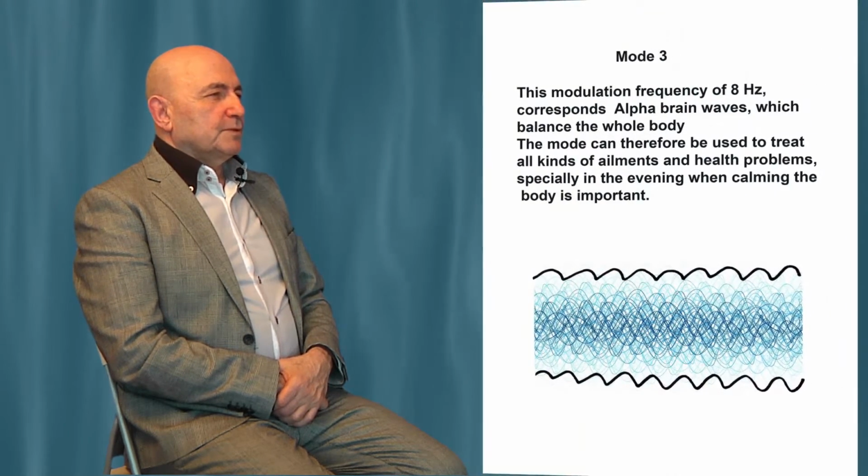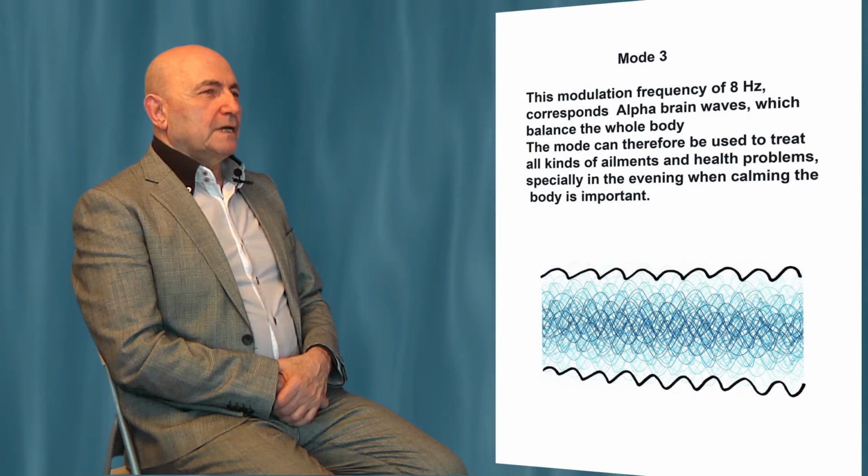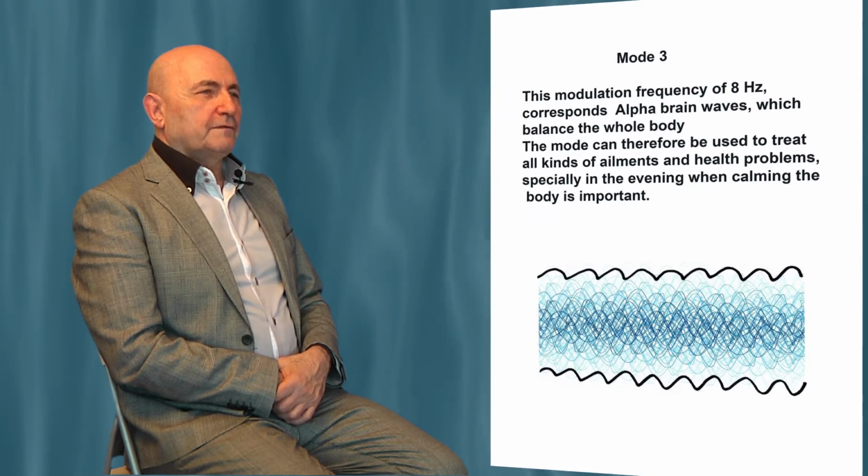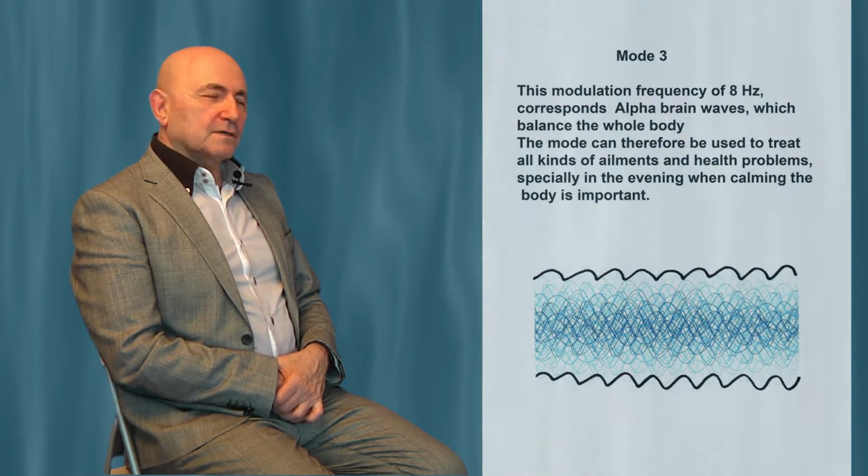Mode 3 can also be used frequently as its frequency is 8 GHz, which corresponds to the alpha brain waves, which balance the whole body, increasing its general healing power. This mode can be used for all kinds of health problems, especially at evening time when balancing and calming the body is important.